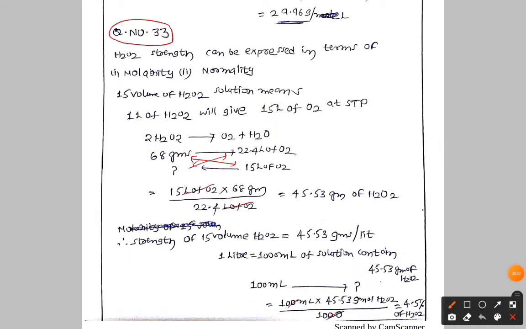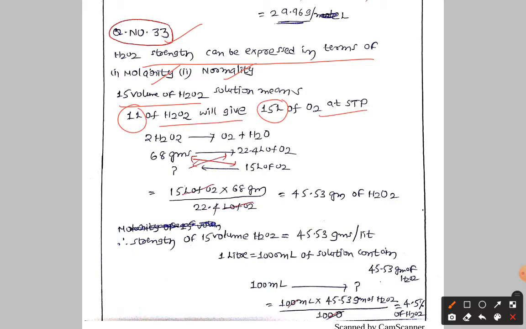So another one in the backside, sorry, it is not an in-text question. We have backside textbook question number 33 here. Hydrogen peroxide strength can be expressed in terms of molarity and normality. Let us see here, 15 volume of solution means what? We already came to know 1 liter of H2O2 will give 15 liters of oxygen at STP.